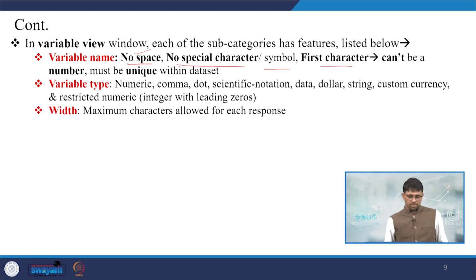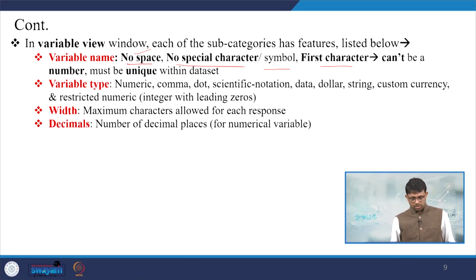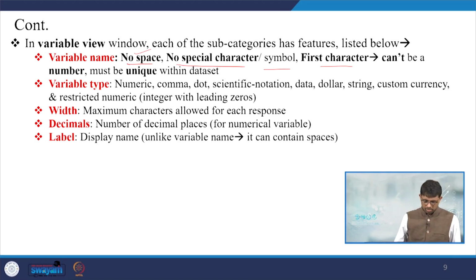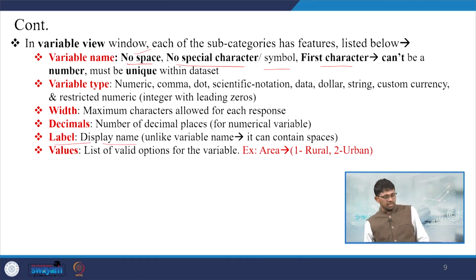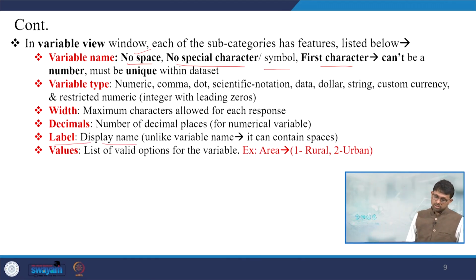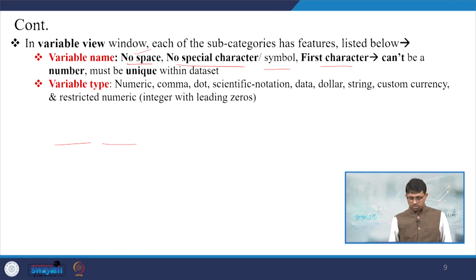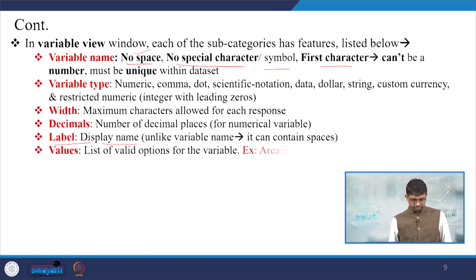Then width can be specified. The maximum characters allowed for each response is called the width. Decimal is the number of decimal places for numeric variables. Then label: basically you can write down the name of that variable. Here you can use anything, maybe a space, maybe a special character, whichever is suitable to you. A label, as I told you, clarifies the variable.